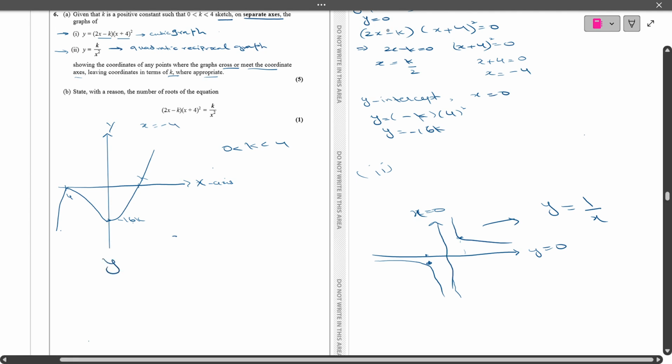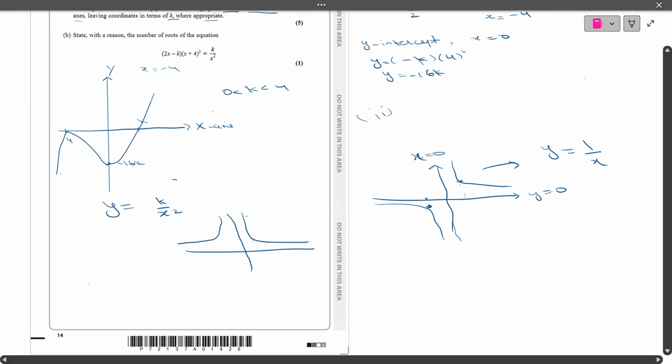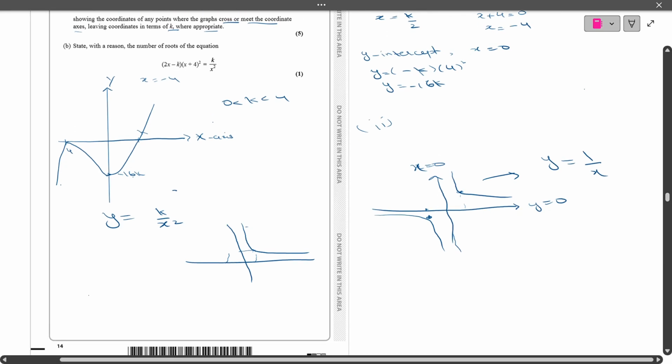So for y equals k over x squared, the reciprocal graph has both curves lying in the first quadrant and the second quadrant. Why? Because if x is 1, y is 1, and if x is negative 1, y is also 1. Y will not be negative because it is x squared. So let me redraw it, something like that. And here, the asymptote is y equals 0.